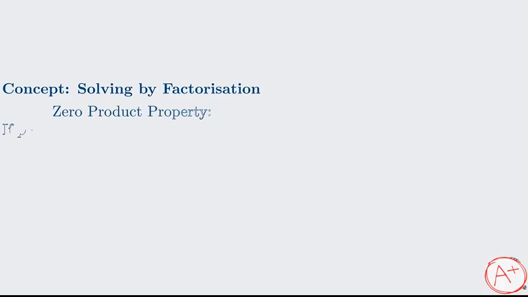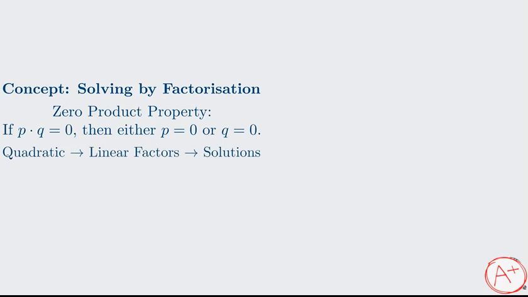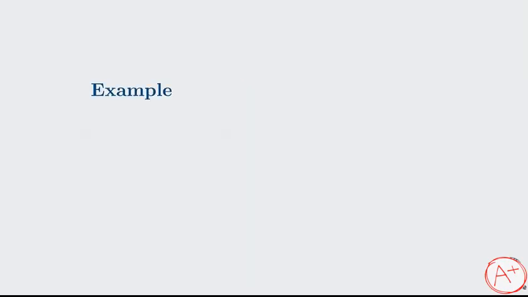The most efficient way to solve a quadratic equation is often through factorization. This method relies fundamentally on the zero product property. The logic is simple. If the product of two expressions is 0, at least one of those expressions must be 0. By breaking a quadratic into two linear factors, we can solve for x by setting each factor to 0 individually.